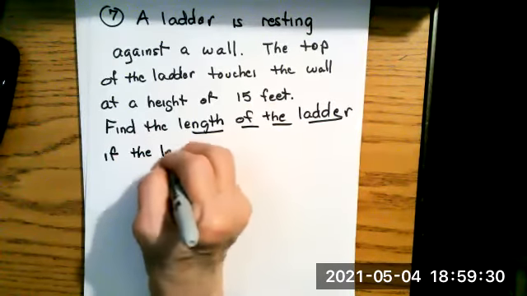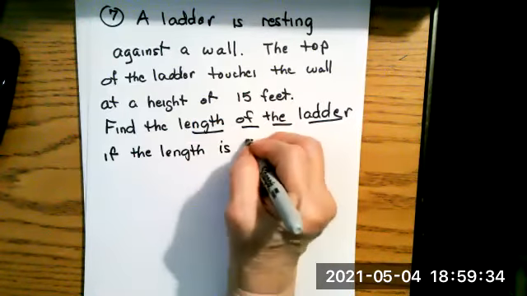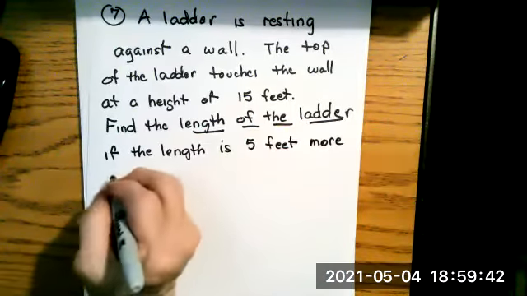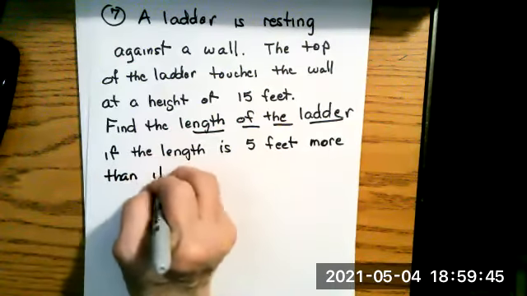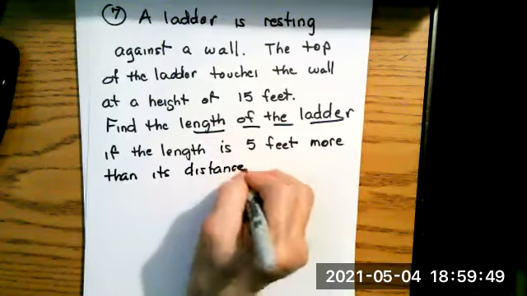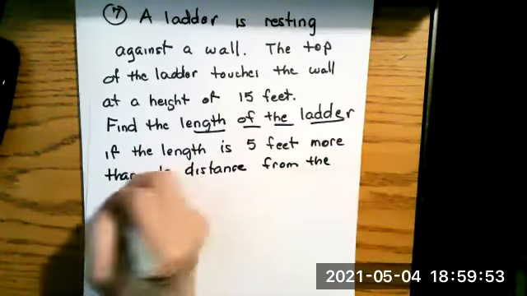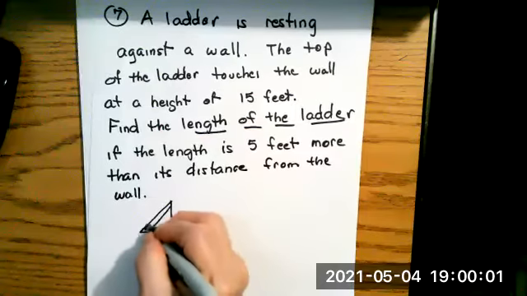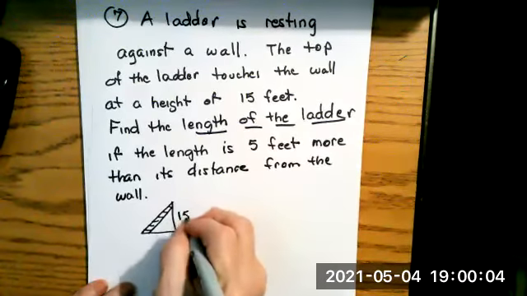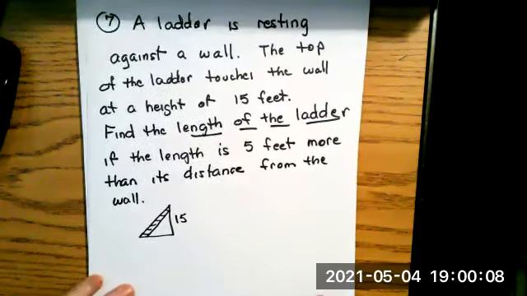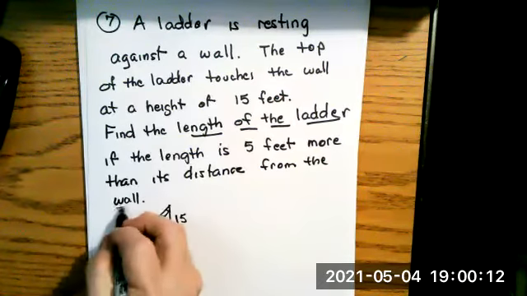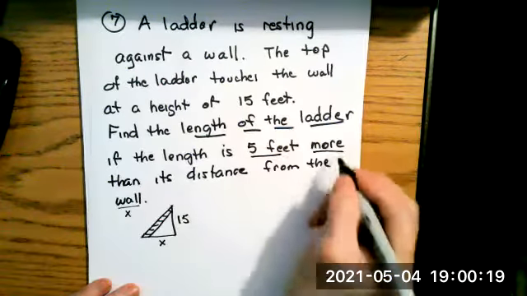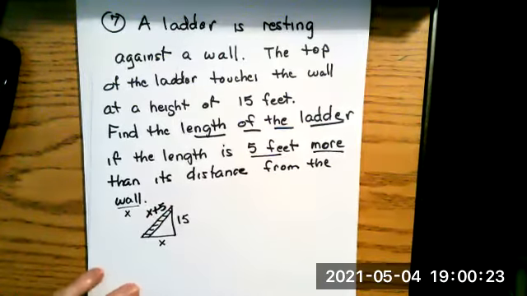If the length is, and in your problems it could be 5 feet, it could be 6 feet, it could be 3 feet. It is probably going to be more than, but it could be less than. All right, so we got this ladder leaning against this wall. I always like to draw a picture of it. Here's my ladder leaning up there. My wall is 15 feet high. Find the length of the ladder, if the length is 5 feet more than from the wall. This is mentioned last, so that's your X. Then the ladder is going to be 5 feet more. So with this, the X plus 5 is your ladder.